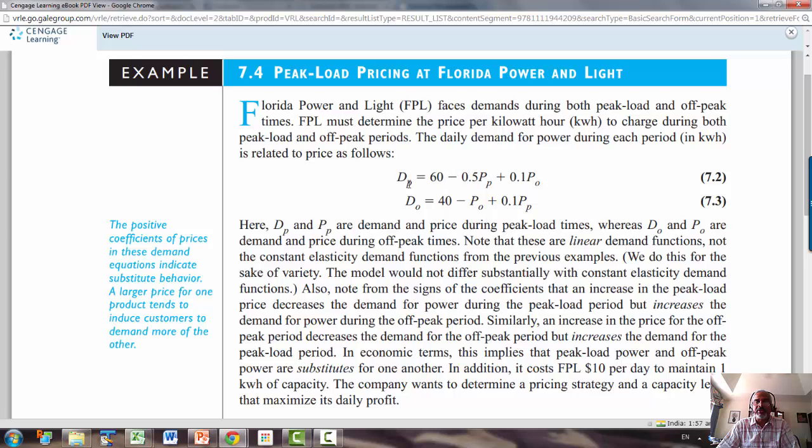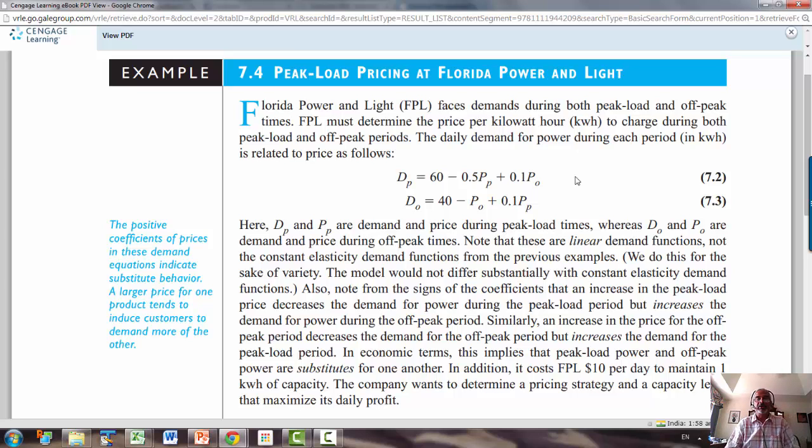and you see that the demand has a negative coefficient for price of the same time frame. So peak period demand has a negative slope with peak period price, because if the peak period price goes up, the demand is going to go down during peak period. But it has a positive slope with respect to off-peak period price. Because if off-peak period price goes up, then some of that demand would come to peak period.